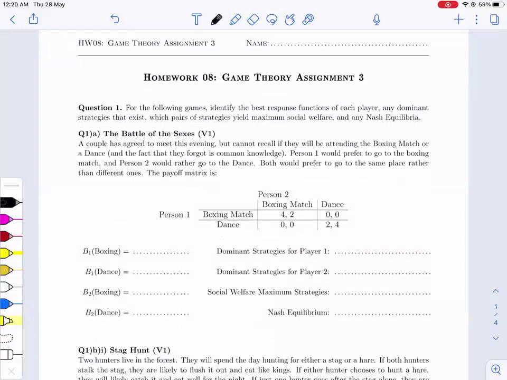This problem is pretty similar to one of the problems we did on homework 7 that we discussed yesterday. So I'll just do one again for a quick recap, and then I'm sure you'll be able to do the remaining parts for the first question. So let's do this first part, okay? For the sake of simplicity, I'll just call boxing match B and dance D.